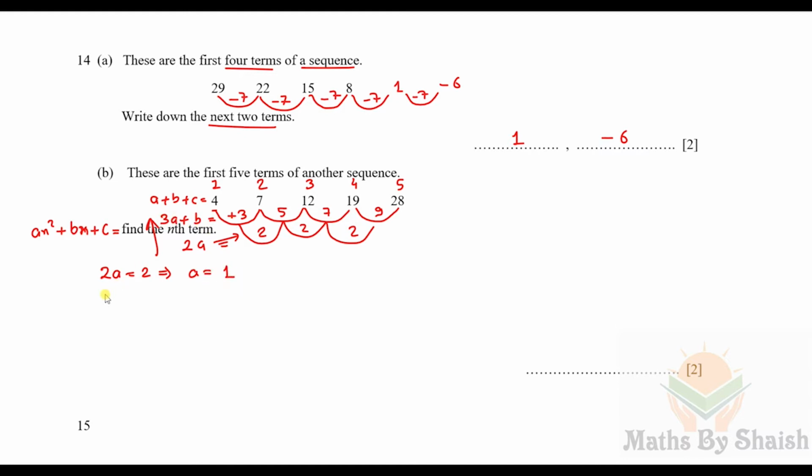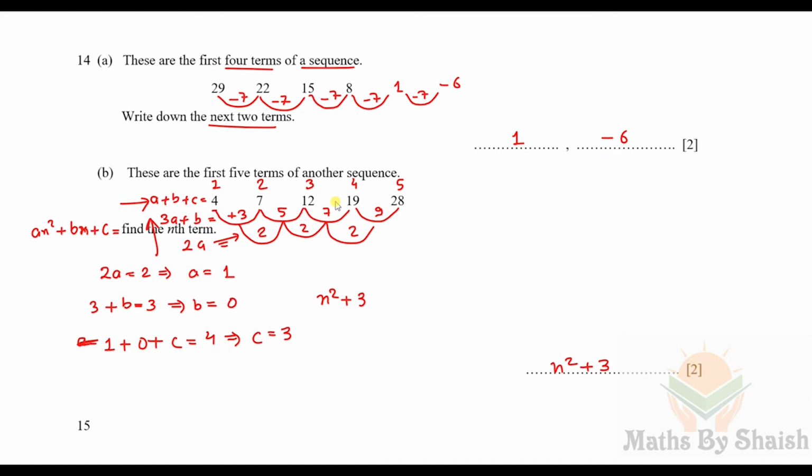Now we'll put a equals 1 in the second one. We'll get 3 plus b equals 3 means b is 0. And again we have a and b. We'll put it in this. We'll get a plus b plus c, that is 1 plus 0 plus c is 4, means c is 3. So nth term we'll get it as an square, that is n square, plus b, that is 0, plus c, it is 3. So nth term is n square plus 3.